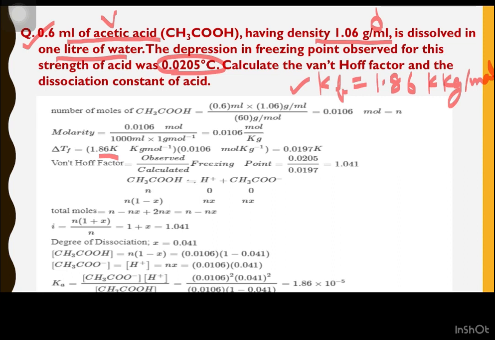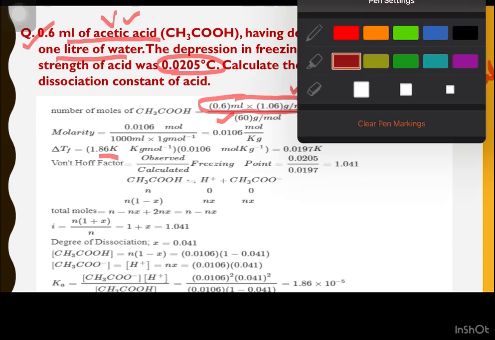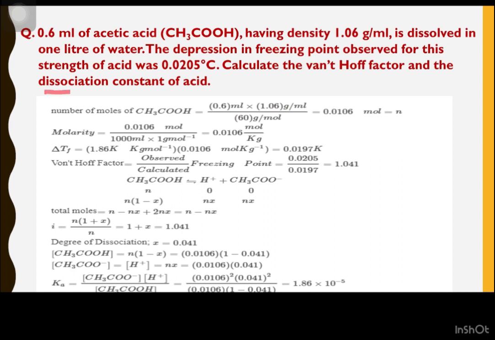So you have volume, you have density. Using this, you can calculate the mass of the solute by multiplying them. Divided by the molar mass of acetic acid, 60 grams, you will get the number of moles of solute. Why do we need number of moles here? Because in the question you have to calculate the dissociation constant of an acid.